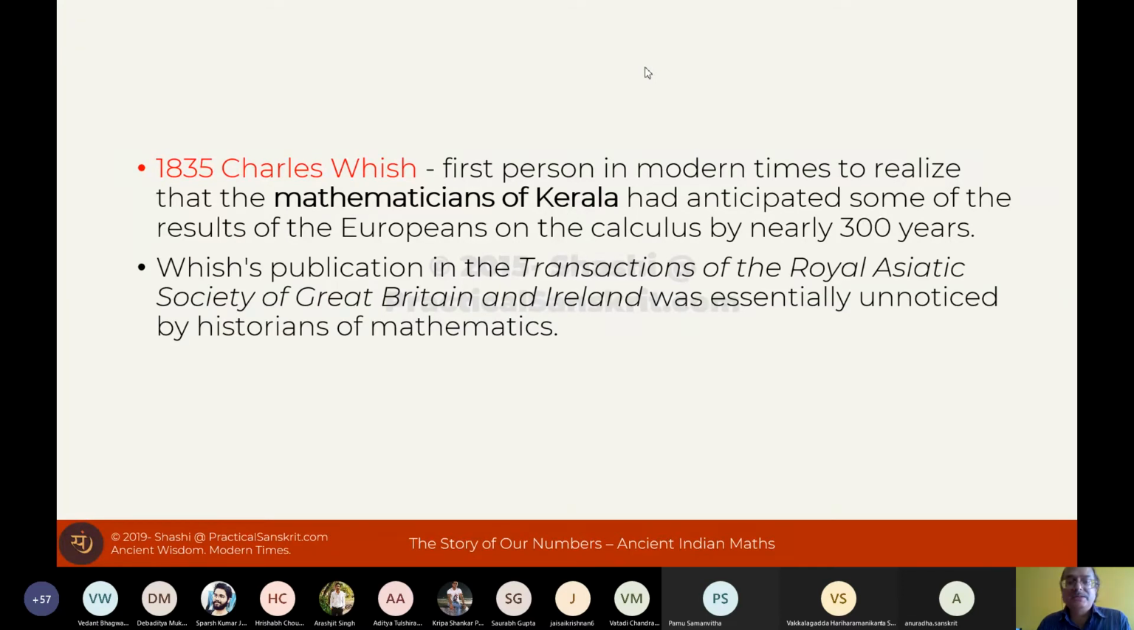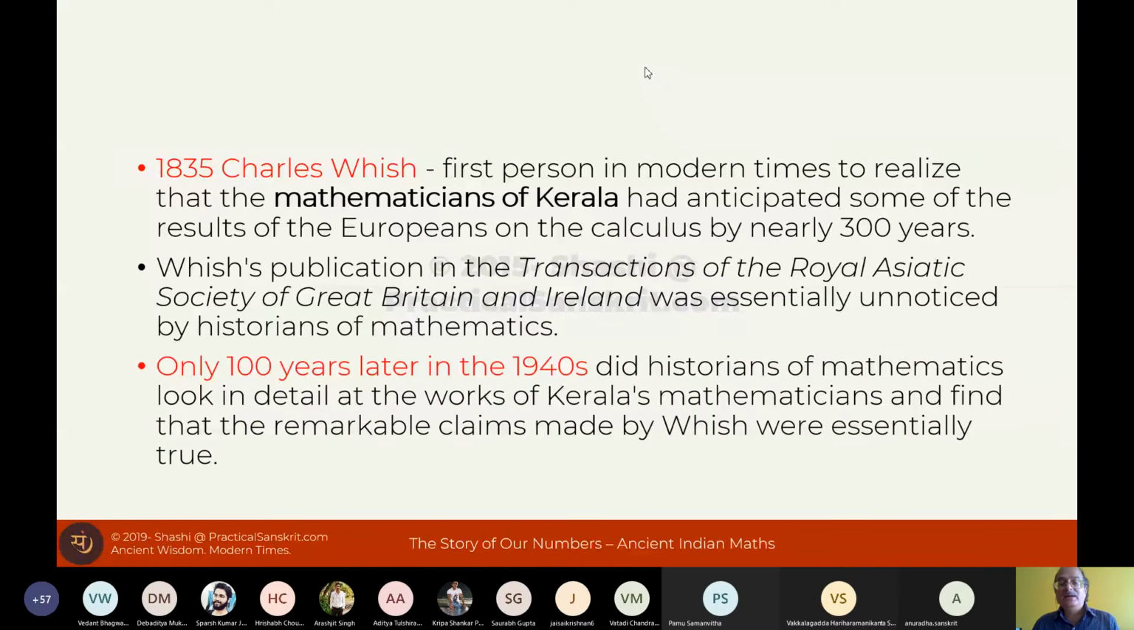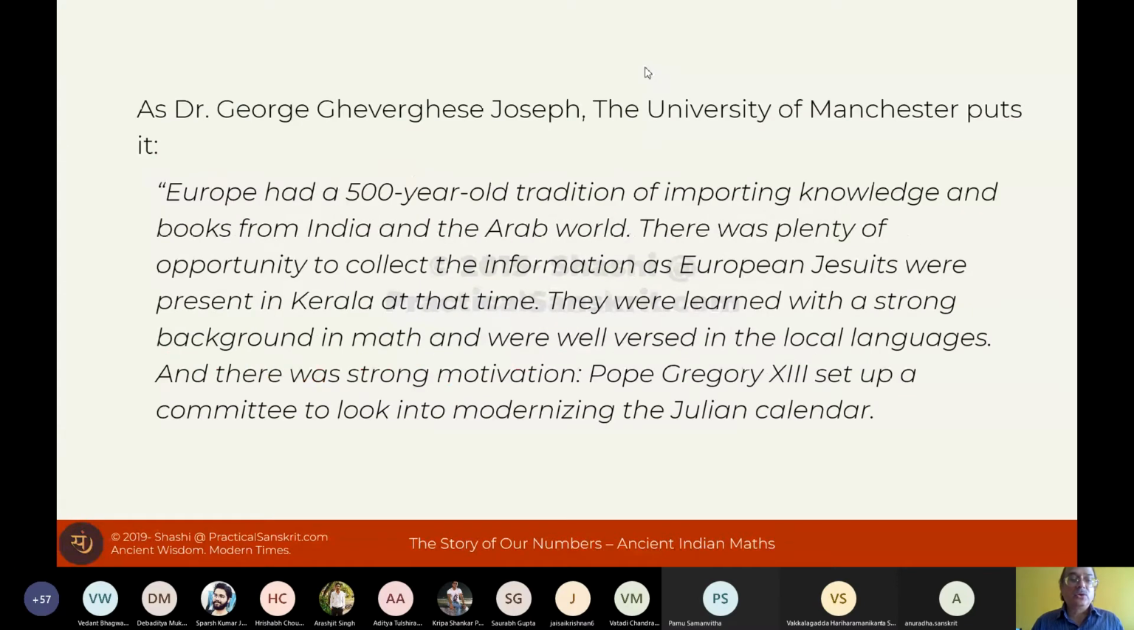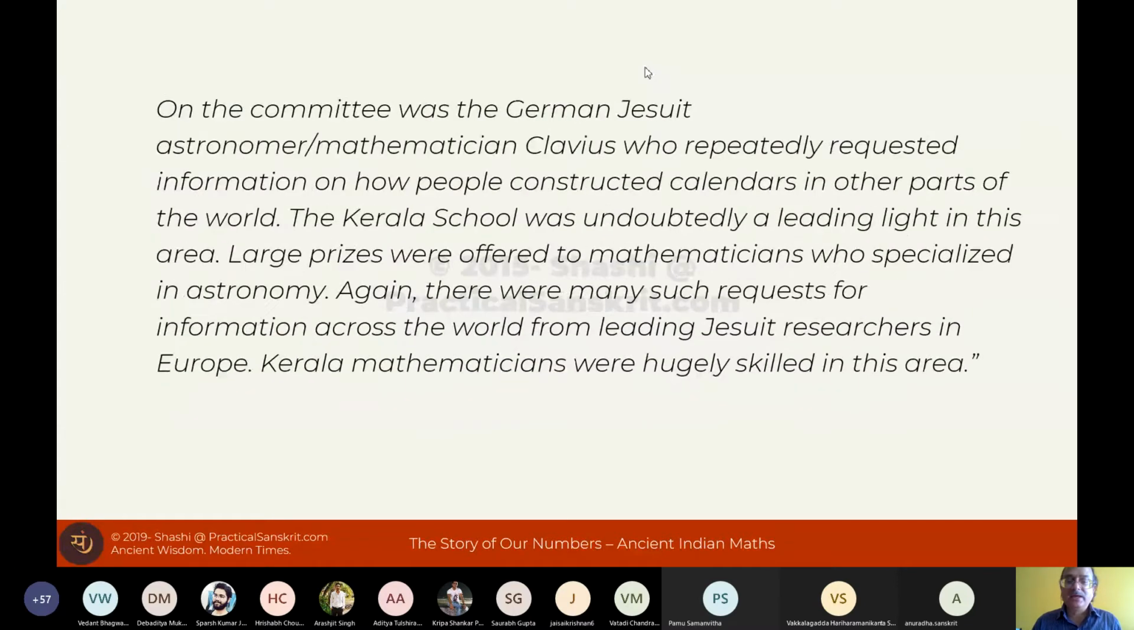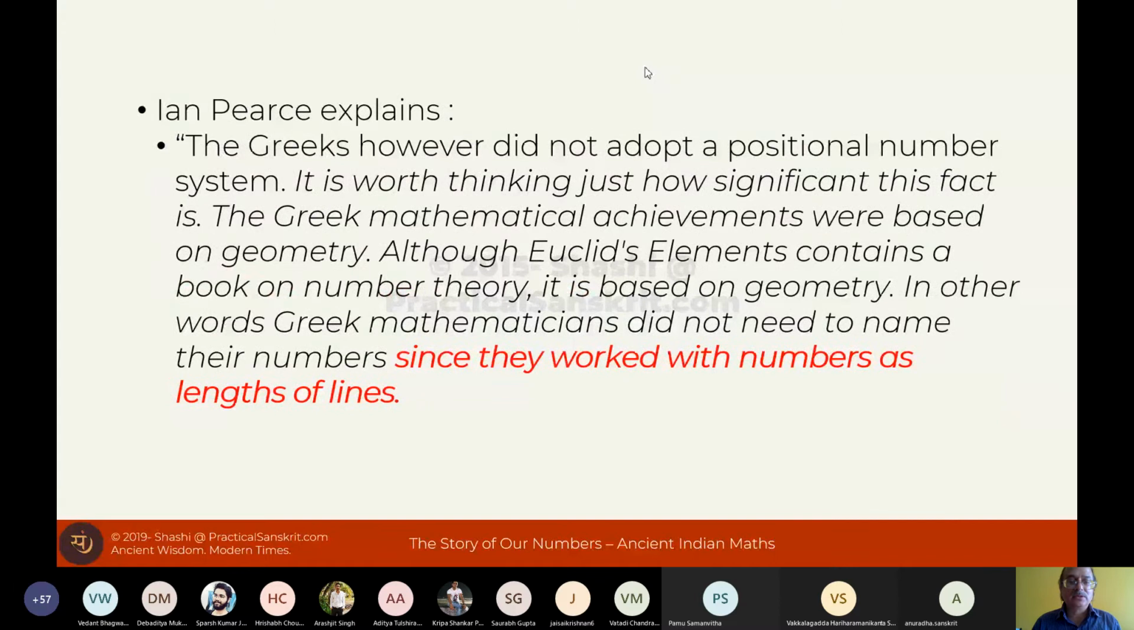So Whish's publication was unnoticed, and nobody took care, not even the historians of maths looked at it. Only 100 years later, back in the 1940s, mathematical historians started looking at it, and they found that what Whish said in 1835 is actually correct, right? So I will skip on this one because I have a couple of other slides to look at.